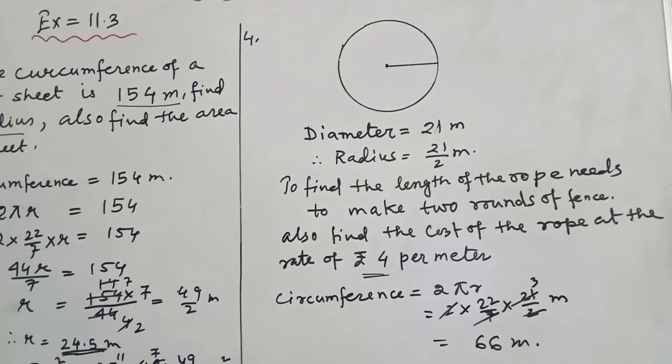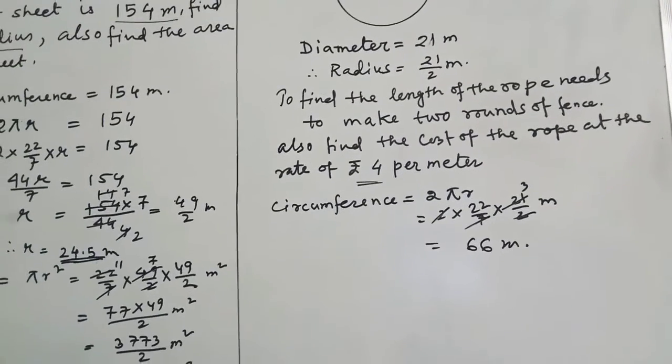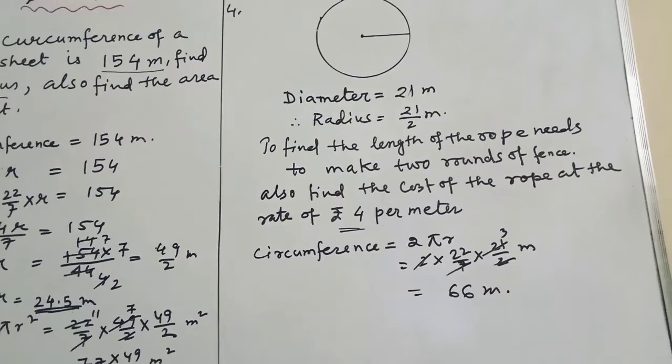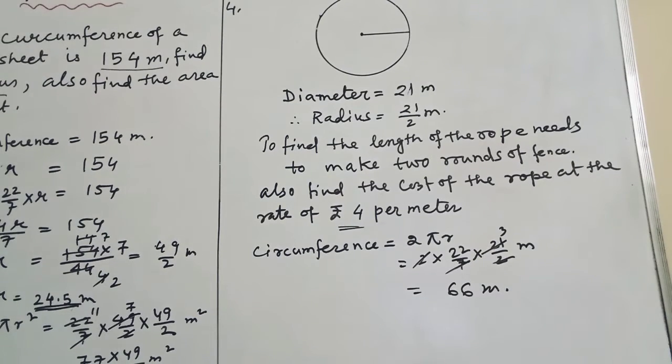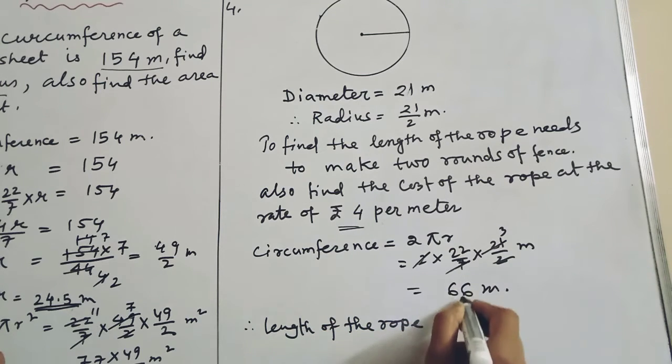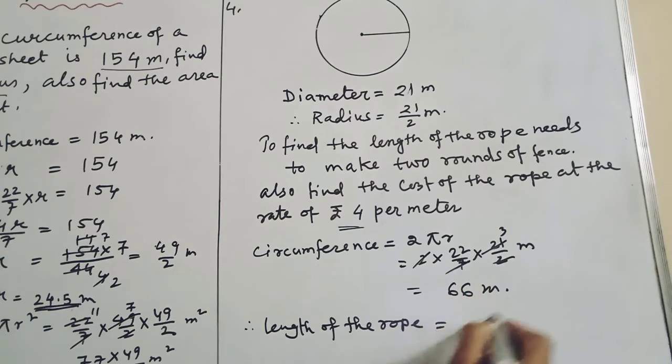Now we have to make the circular garden fence with the rope in 2 rounds. If we need 2 rounds of fencing, therefore the length of the rope will be, for one time 66 meter, for 2 times of fencing 66 into 2 meter, 132 meter.